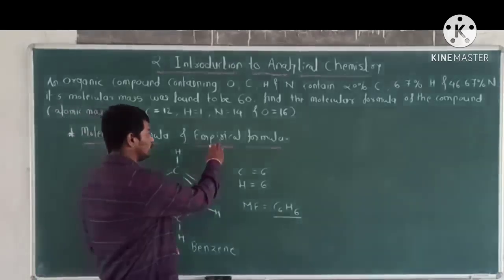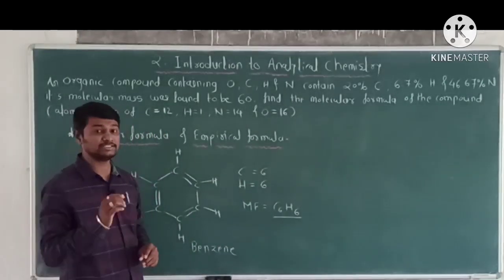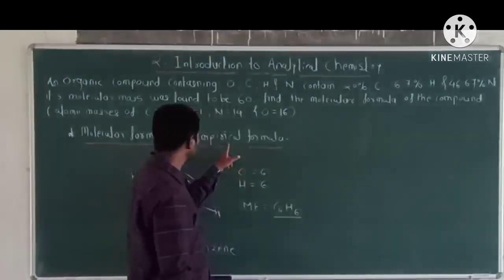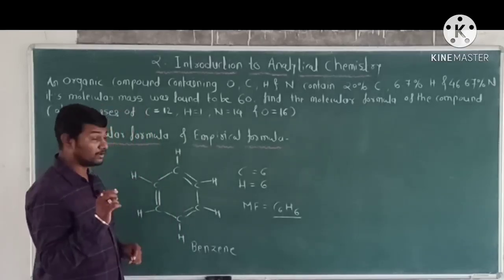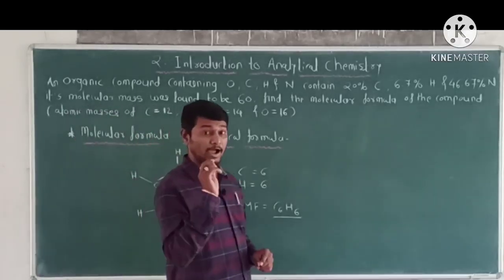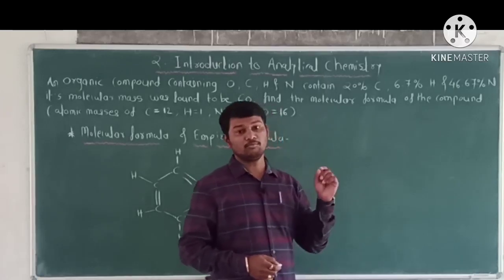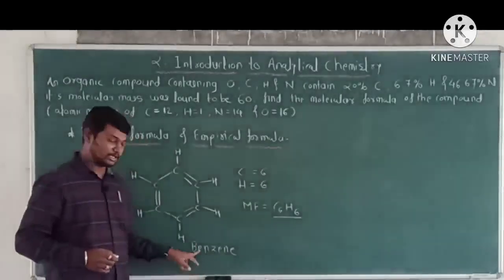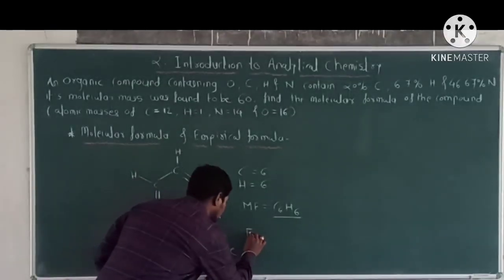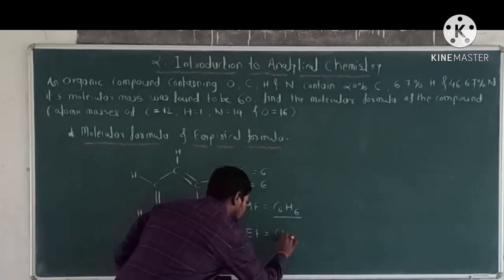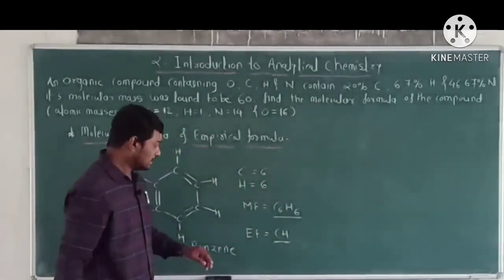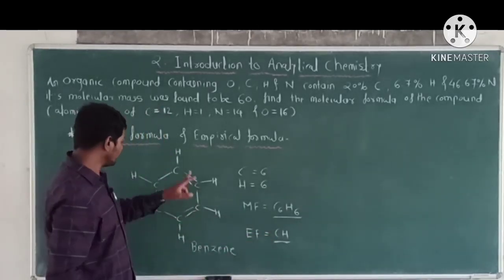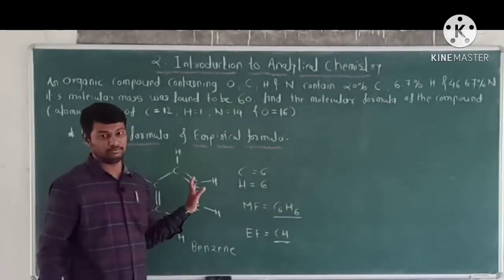Now next, the empirical formula. The empirical formula is the simplest ratio of atoms of elements present in the molecule. For example, benzene. The empirical formula of benzene is CH. That is, it is the simplest ratio of all atoms present in a molecule.